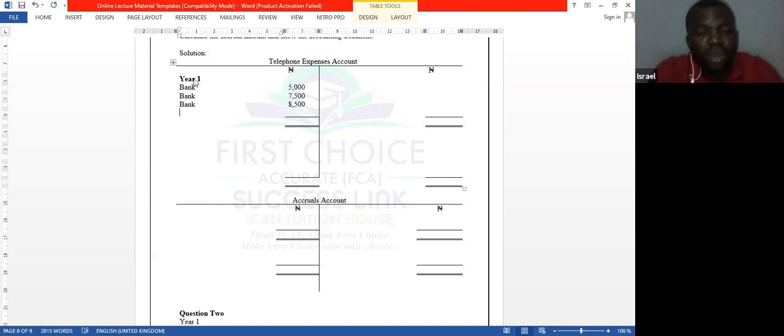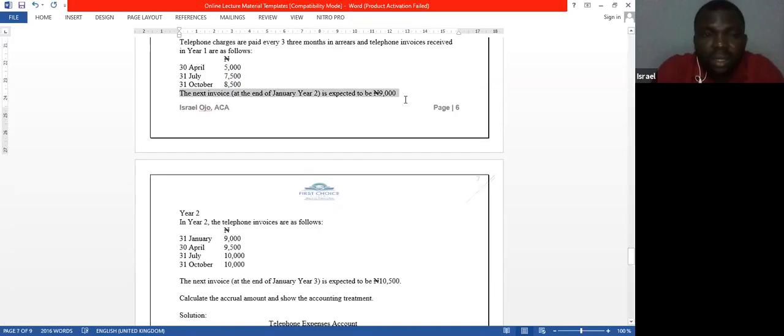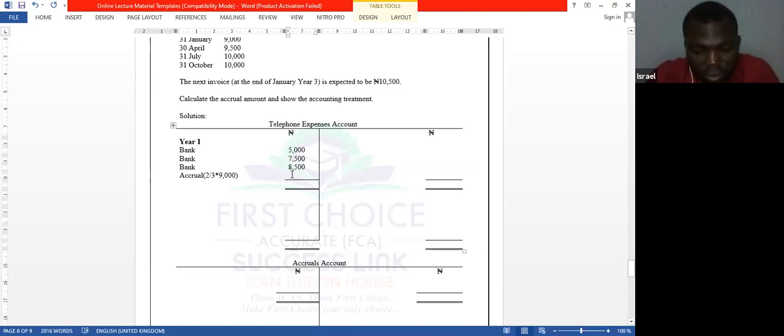That will now be the accrued figure. So let's back it up. We now have 2/3 times 9,000. The 9,000 I'm talking about is this one, let me show you. This is the 9,000 I'm talking about, because it is what is going to be issued to us at the end of January. So we come back here and put in the calculator, 2 divided by 3 times 9,000. That gives us 6,000. It means that the value of what they have enjoyed is 6,000 for the year.